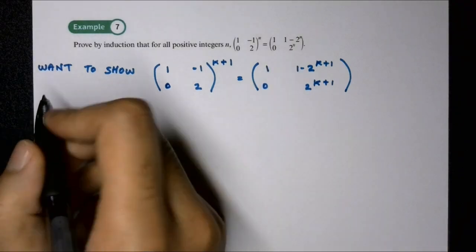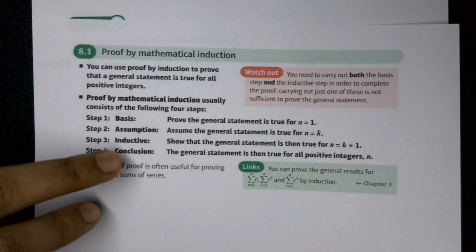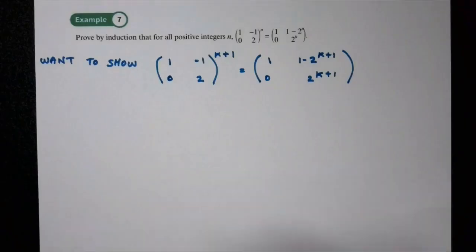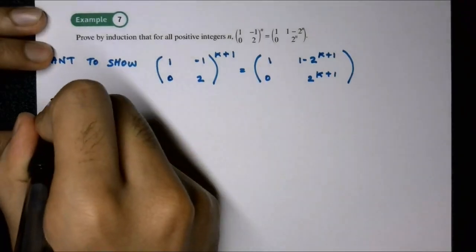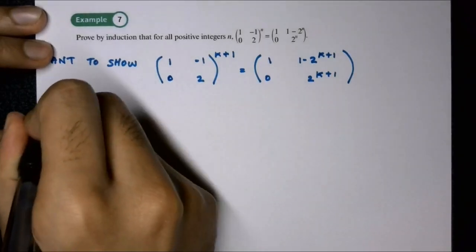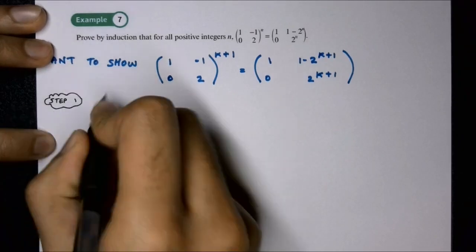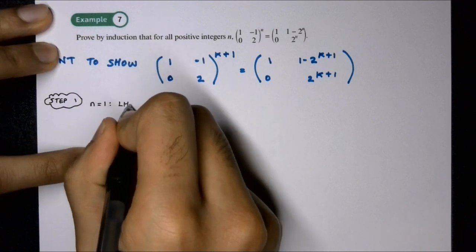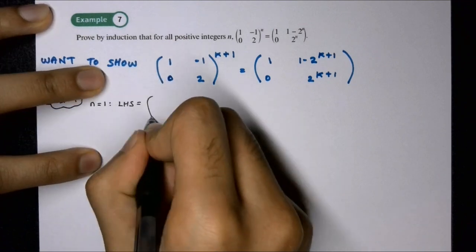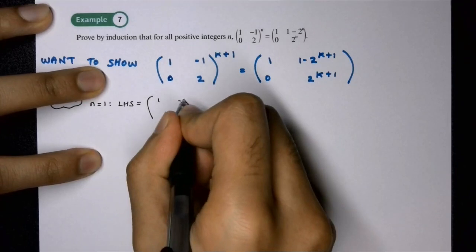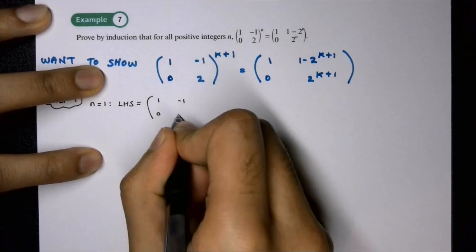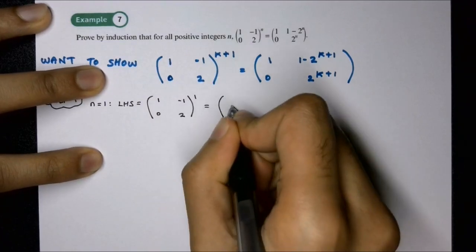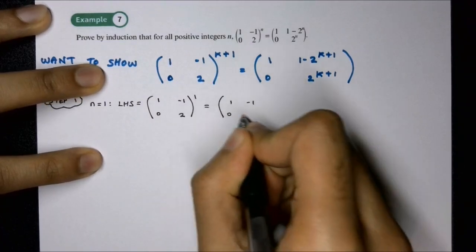So with our first step, just as a reminder of what our first step is, we need to prove the general statement is true for n equals 1. So for step 1, we want to show that when n equals 1, the result is true. So if we substitute in n equals 1 on the left hand side, we have 1 minus 1, 0, 2 to the power of 1. Of course, that's quite easy to work out. That's just 1 minus 1, 0, 2.